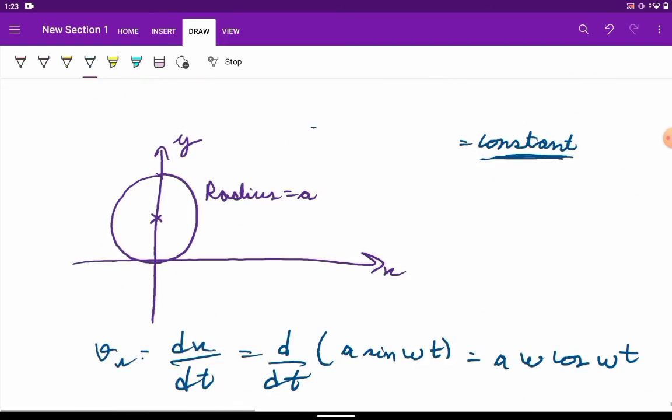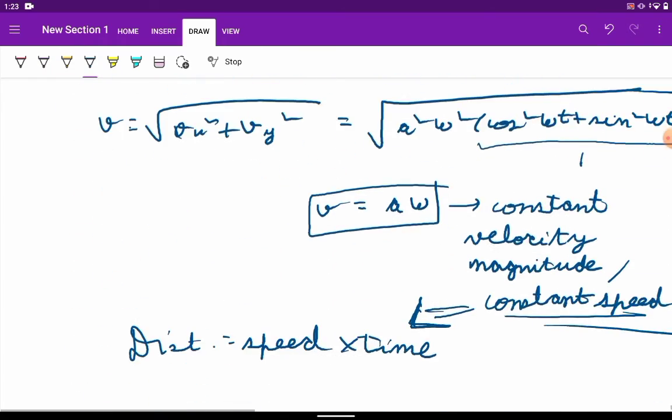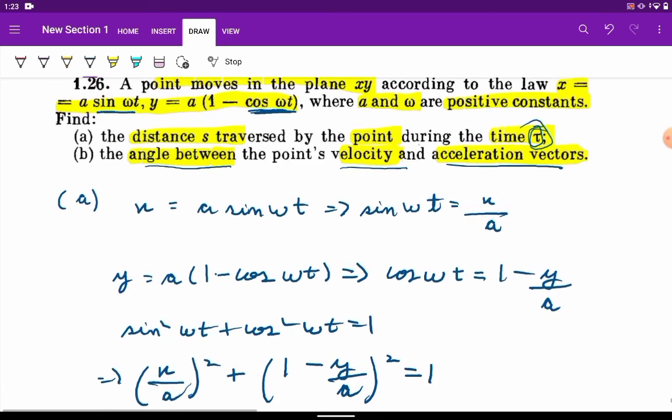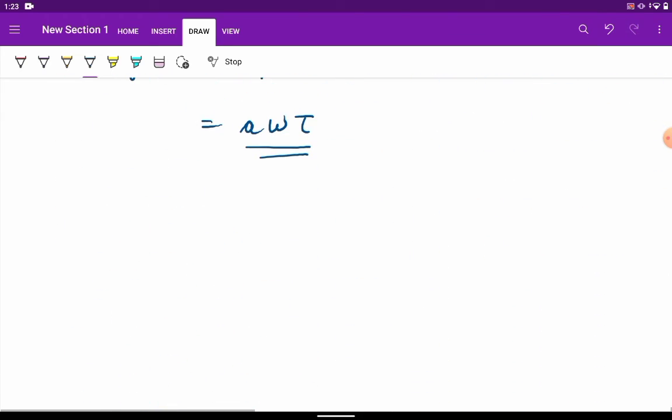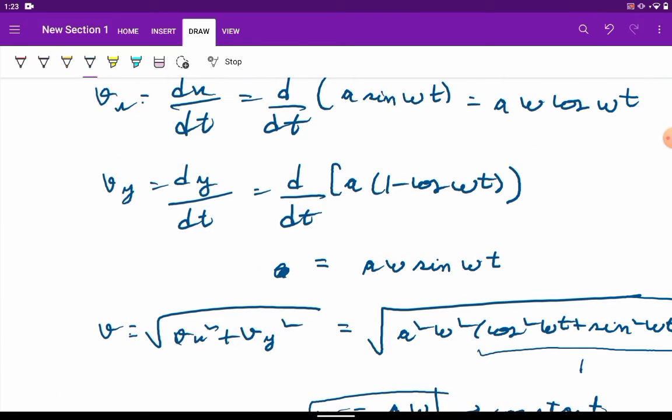Now the second part is to find the angle between the point's velocity and acceleration vectors. Okay. Now this second part, the answer that we get in the second part is a very important thing that you can maybe also remember. So we'll come to that. We'll solve it the normal way and we'll come to a conclusion.